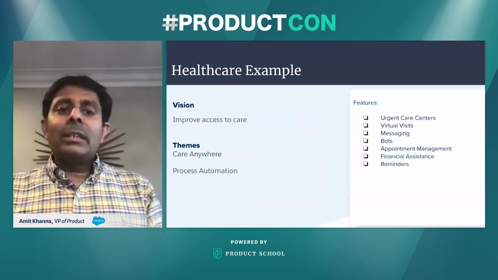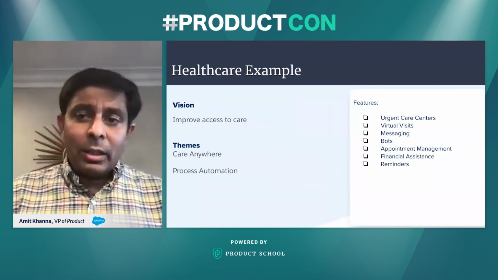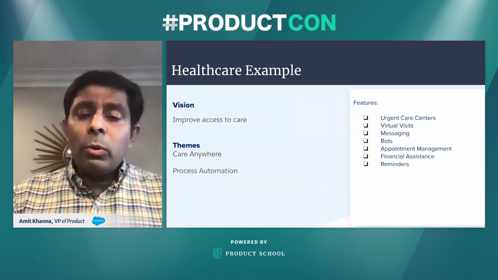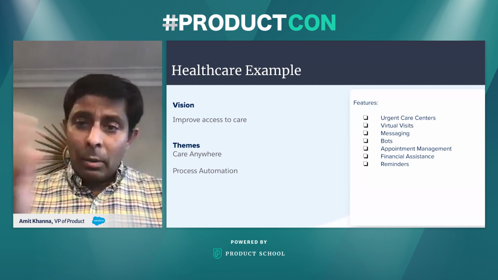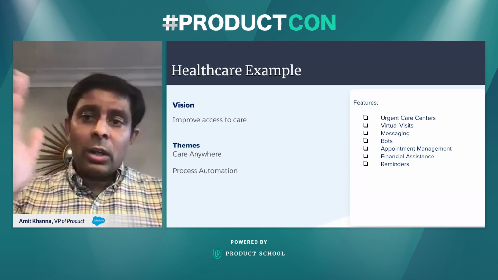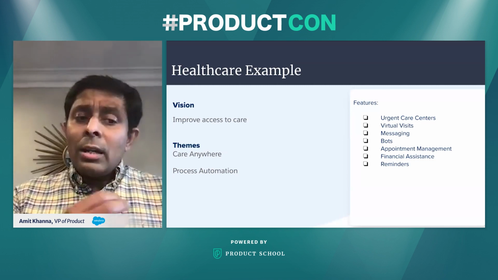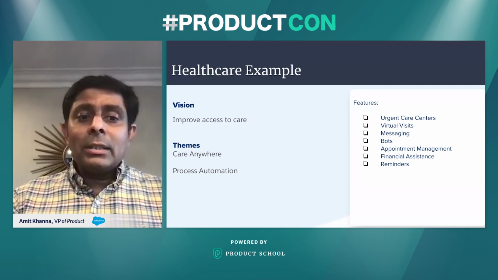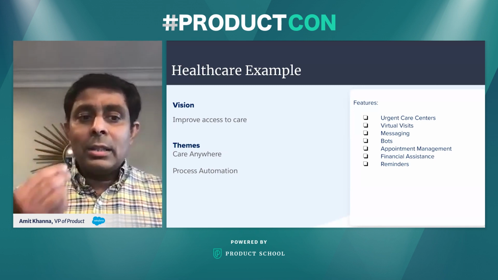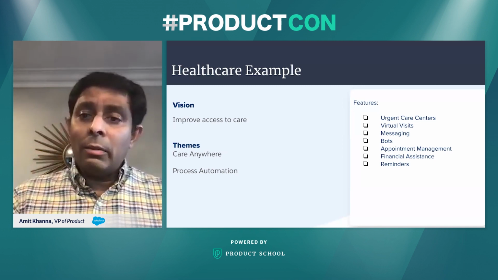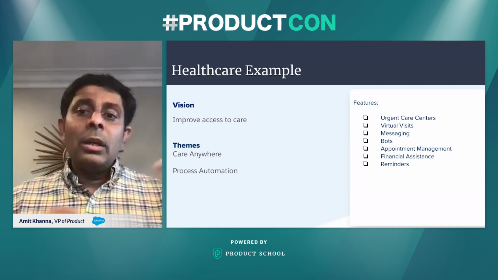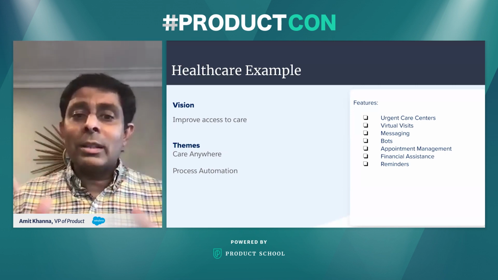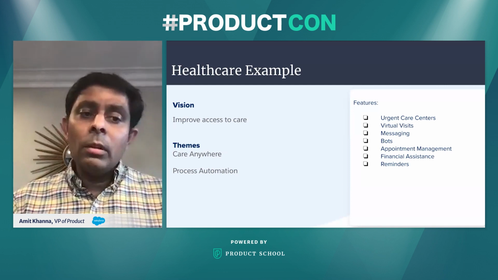With that, let's look at an example. I come from healthcare, so I want to take that example that's near to my heart. Vision in our case could be to improve access to care for anybody, anywhere. That's the North Star we want. And under that, there are several themes that we can talk about. One example: access to care means I can have care anywhere, whether it's virtual or in person, near my home, at home, in a clinic. So that could be care anywhere as a theme.